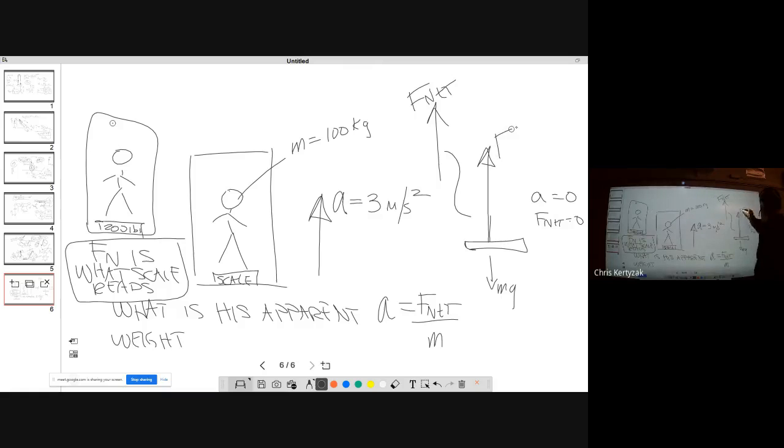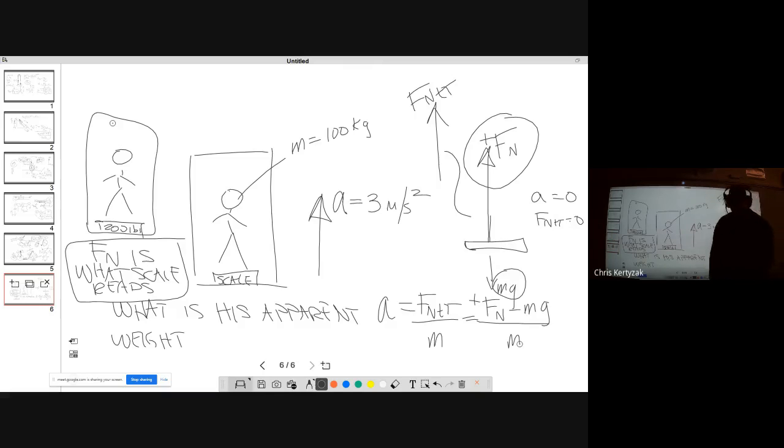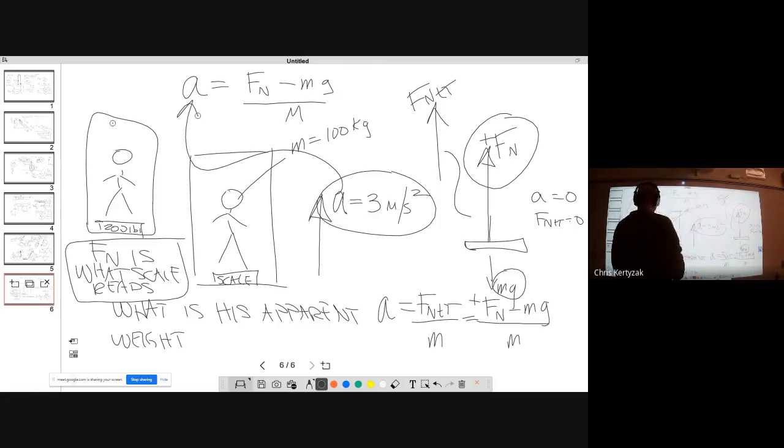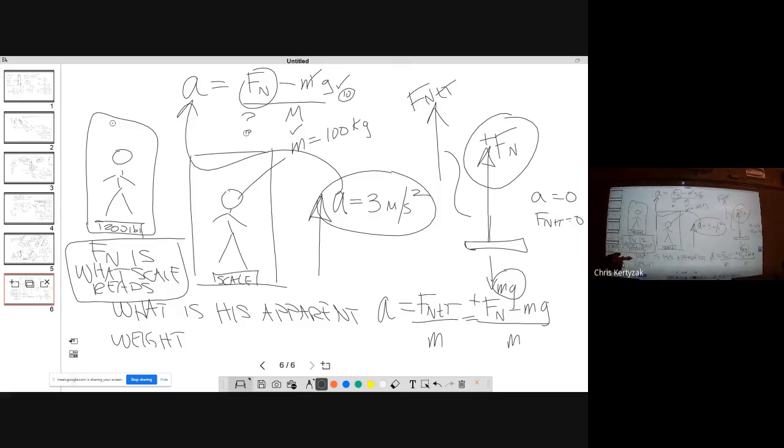How would we model this? Fn is up, no funny things with the signs here. Fn is up, minus mg, that's down, divided by m. That would be the acceleration if they asked you to derive a formula for the acceleration of the system. Or they actually give you the acceleration of the elevator, and you can stick it in right here. They give you the mass of the man, check, and g is 10. Then what's the only unknown? The apparent weight. That is sometimes the question.